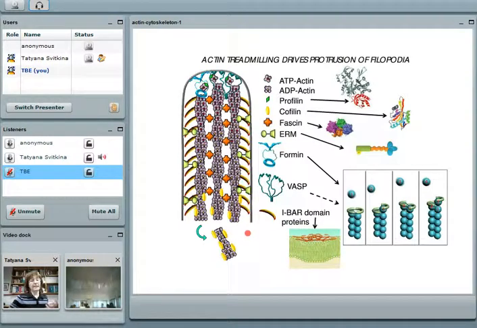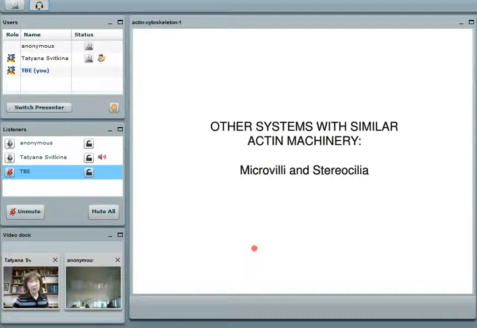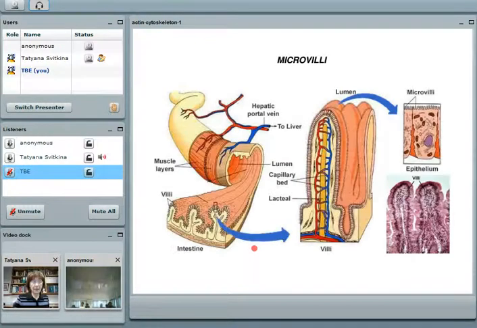So that was the conceptually simple machinery of actin treadmilling, polymerizing here, depolymerizing here. Now you can see that with all these additional proteins, it's really brought to perfection. So it can polymerize fast, it can maintain the shape of this filopodia, and perform this function. So I have a few final slides just to illustrate that this filopodial machinery actually functions in several other cell types and systems. And two examples are microvilli and stereocilia.